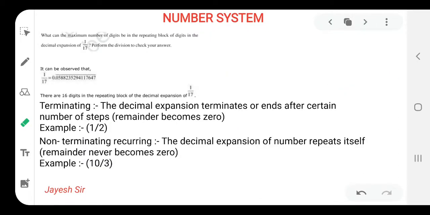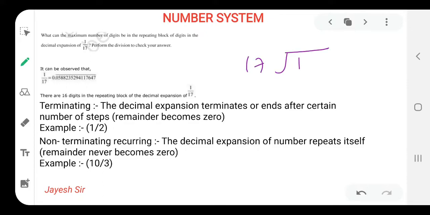So let us begin with the next question, or the next sum for the day: what can be the maximum number of digits in the repeating block of the digits in the decimal expansion of 1 by 17? Perform the division to check the answer. Here we need to perform the division method. So I leave it up to you to divide like this and find the answer.